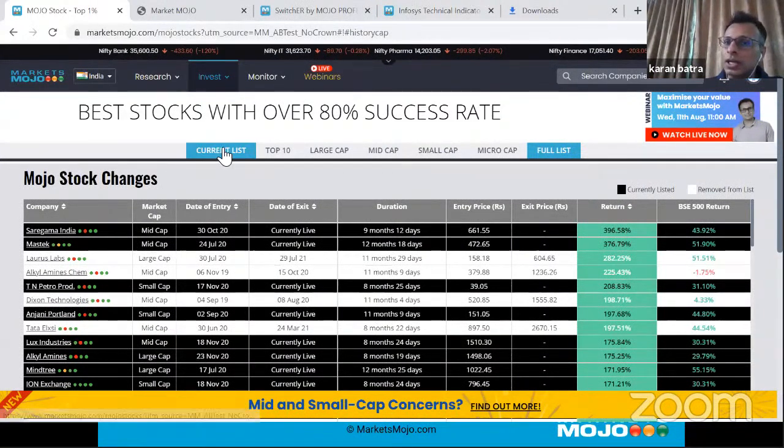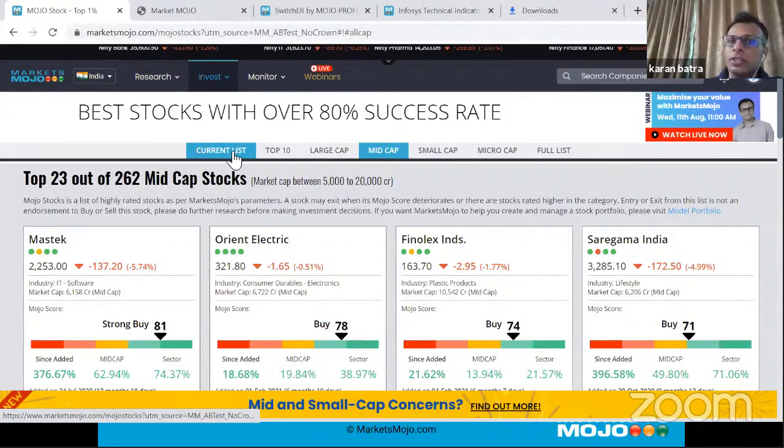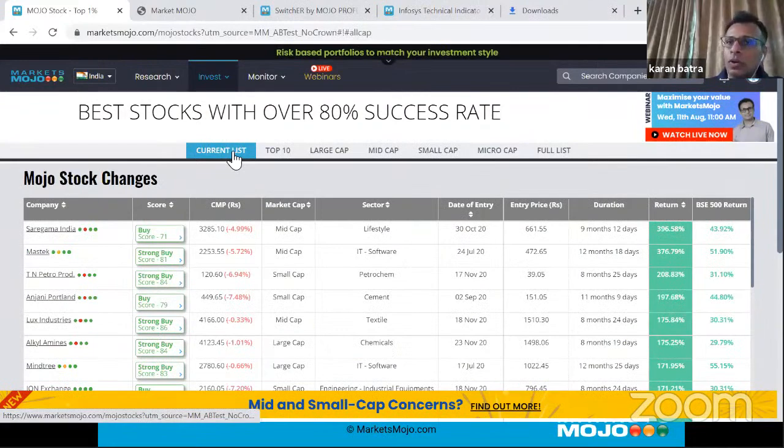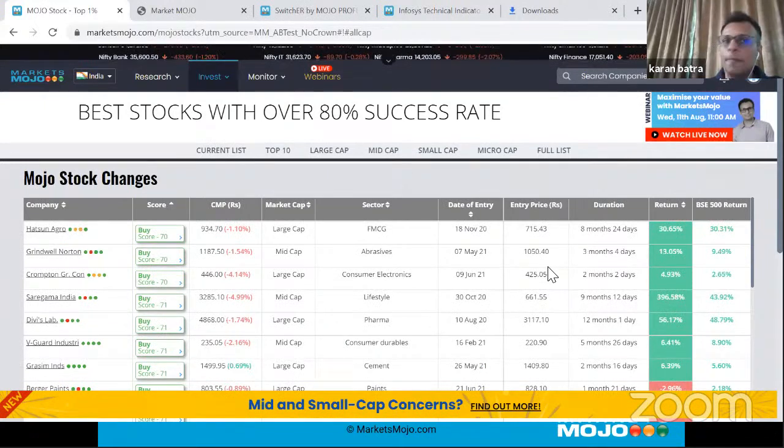You can also go to the current list tab. So these are all card formats. In current list, this is a table format. You can do a lot of sorts here, like you can sort basis the name, or you can sort basis the score, or the performance that these stocks give.